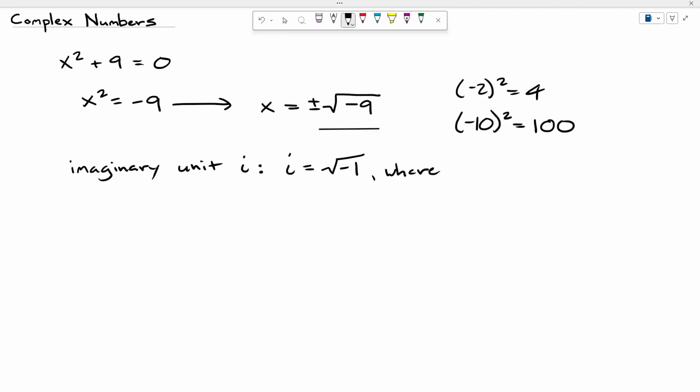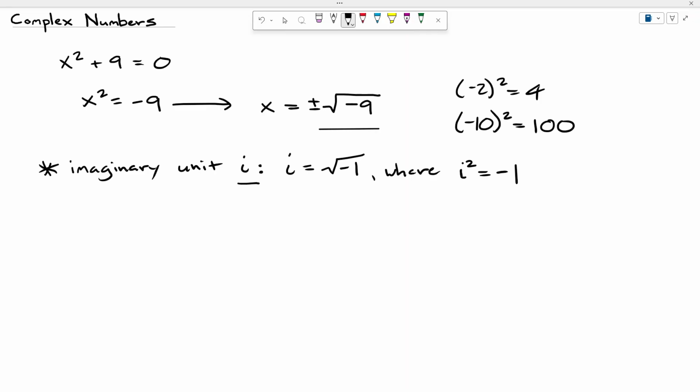And this is where i squared is equal to negative 1. So we have i squared, which will be equal to negative 1. And then if we take the square root of both sides, we have i equal to the square root of negative 1. So this is our first big concept that we have to know for complex numbers when we're dealing with i, the imaginary unit. i squared is equal to negative 1, and i is then equal to the square root of negative 1.